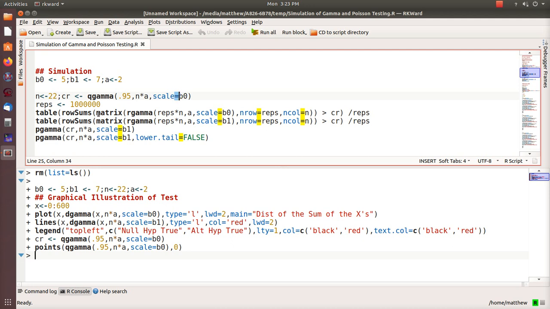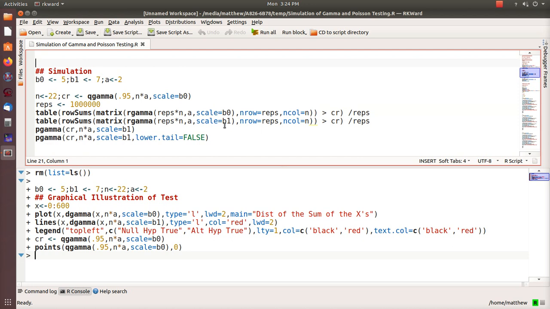What's kind of interesting, or at least I think it is, is that I put the random samples in a matrix. The number of columns is n, so there are 22 columns, and the number of rows is the reps, so there are 1 million. But we only want the sums of our sample, so I take the row sums, which creates a vector of size 1 by 1 million. Then we check to see whether each of those is above or below the critical region, and then we table them. That's how we're going to calculate the size of the test.